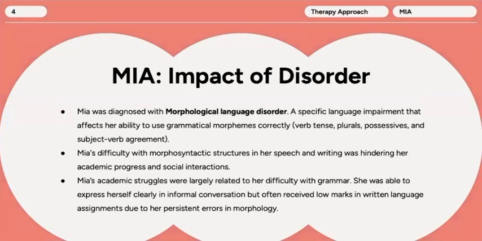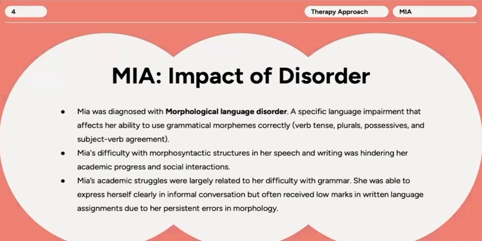So as we said, Mia was referred to a speech language pathologist for an evaluation due to concerns about her grammatical errors and her morphosyntactic structures, so her written and spoken language, despite having strong vocabulary skills and no significant cognitive issues. An assessment was given to her. It was the OWLS 2, and it showed the different areas in which she performed.